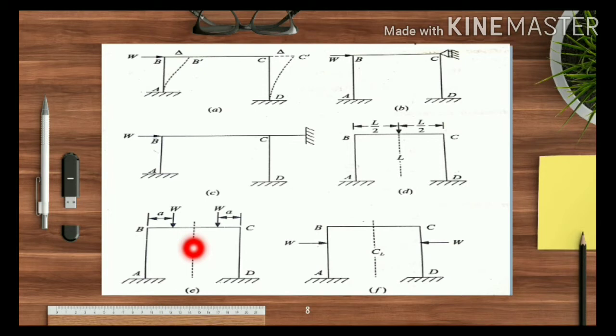Hence, due to the symmetry in loading as well as in geometry, it is also a non-sway frame. Next, figure F, in which there is a horizontal load of W acting along the column AB. When we consider a section here, there is another load of W, same magnitude, acting in the opposite direction on the column CD.